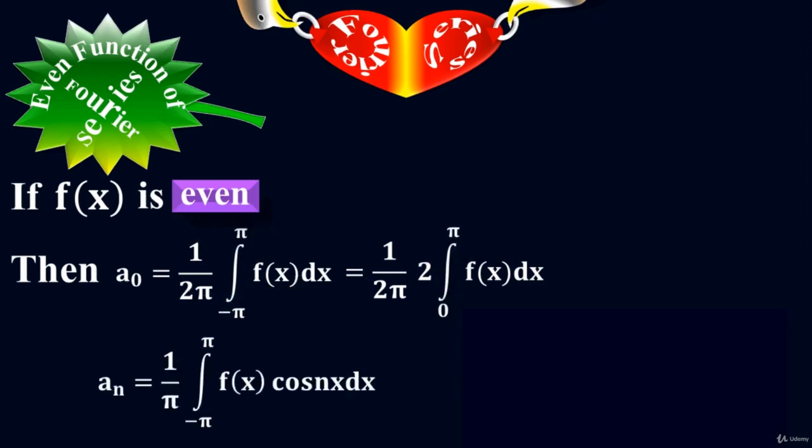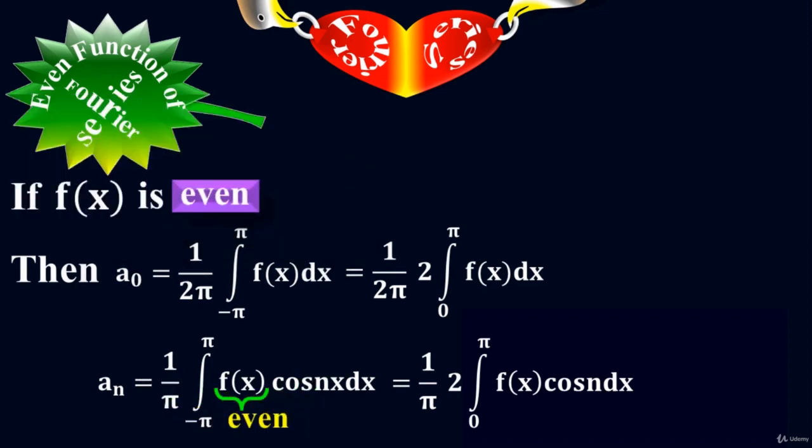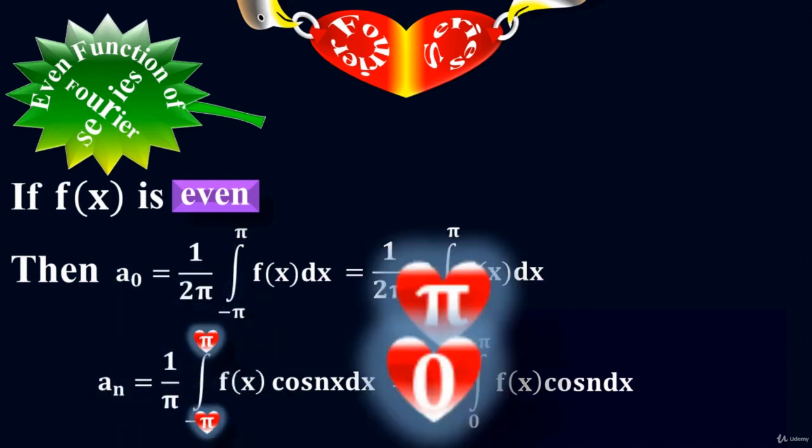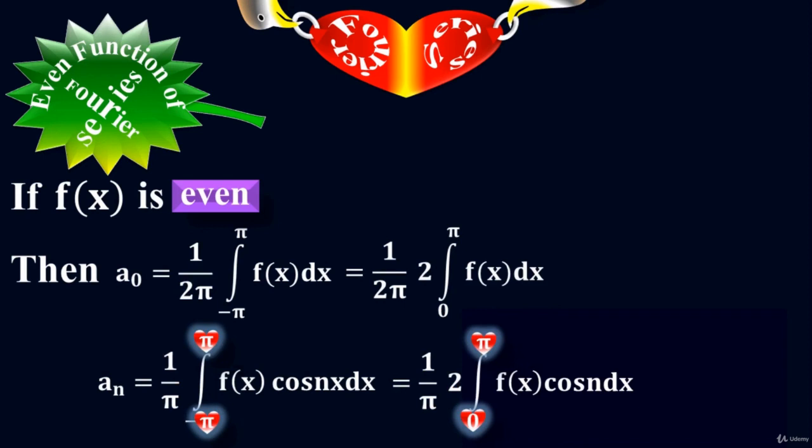Similarly, the formula for a sub n equals 1 over pi times the integral of f of x times cos nx dx, which equals 1 over pi times 2 times the integral of f of x times cos nx dx. If the given function is even, cos nx is also even. Remember, I have already explained in a prerequisite lecture that cos nx is even, sin nx is odd. So here even times even equals even. So this whole function is even, and I have this formula for a sub n. Similarly here I just replaced the limits by 0 to plus pi and multiplied it by 2.